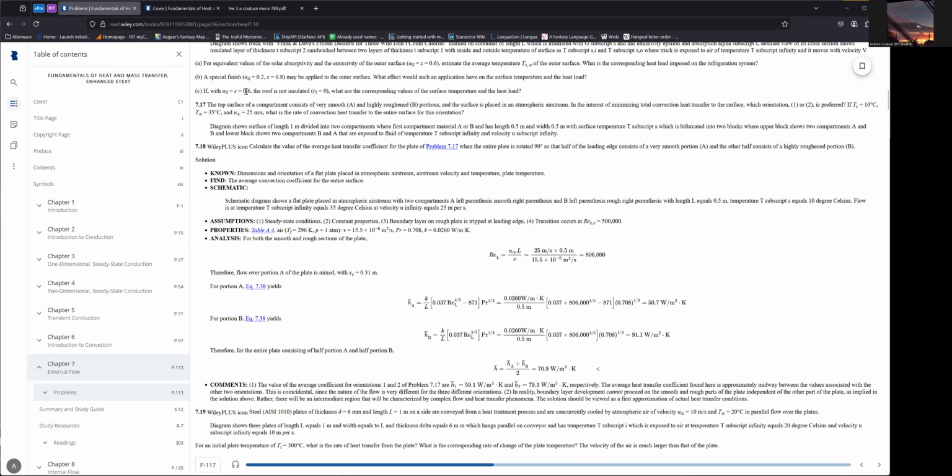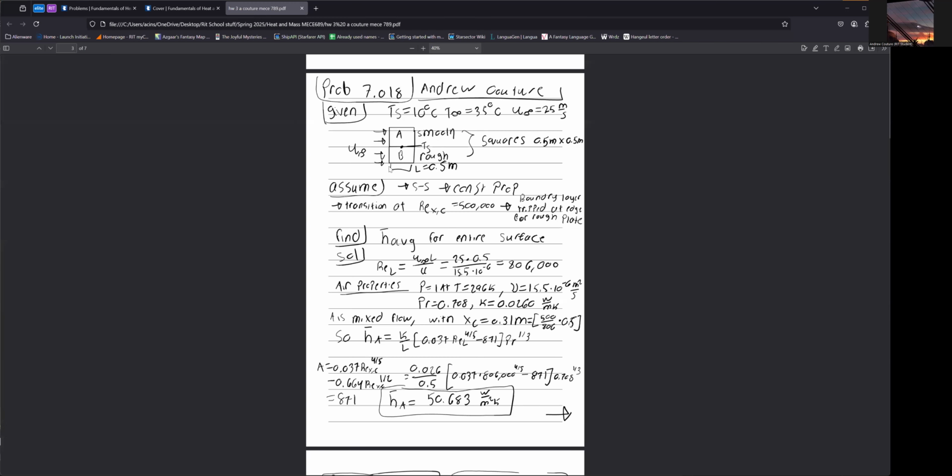Unlike problem 7.17, which has you calculate the heat transfer coefficient when air is running over two plates, in this problem both plates are perpendicular and in contact with the air. For 7.17, one is in contact with the air first, but in this case both are in contact with the air at the same time, which makes it easier for us. As you can see from this example, the air is going to be running over both surfaces, which are both squares. One is rough, the other is smooth.